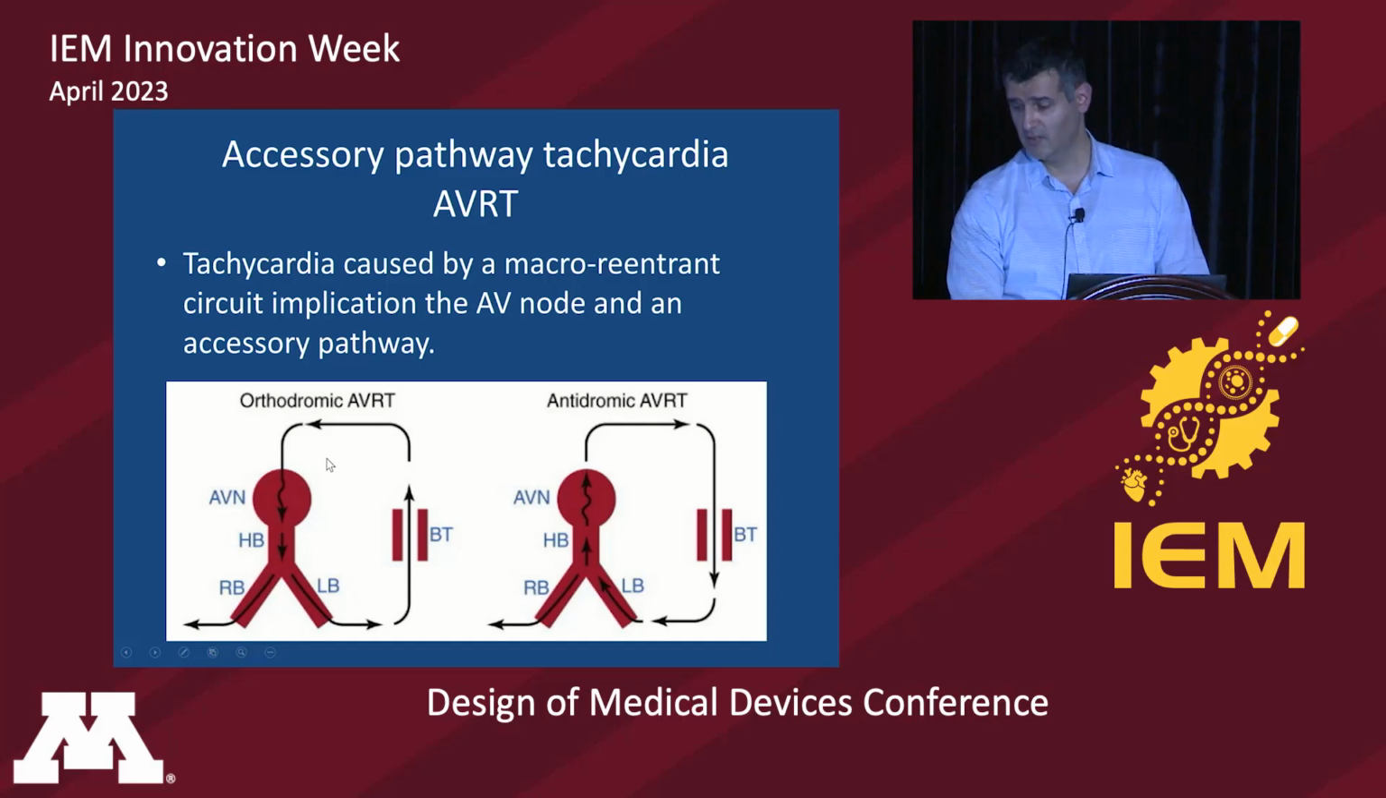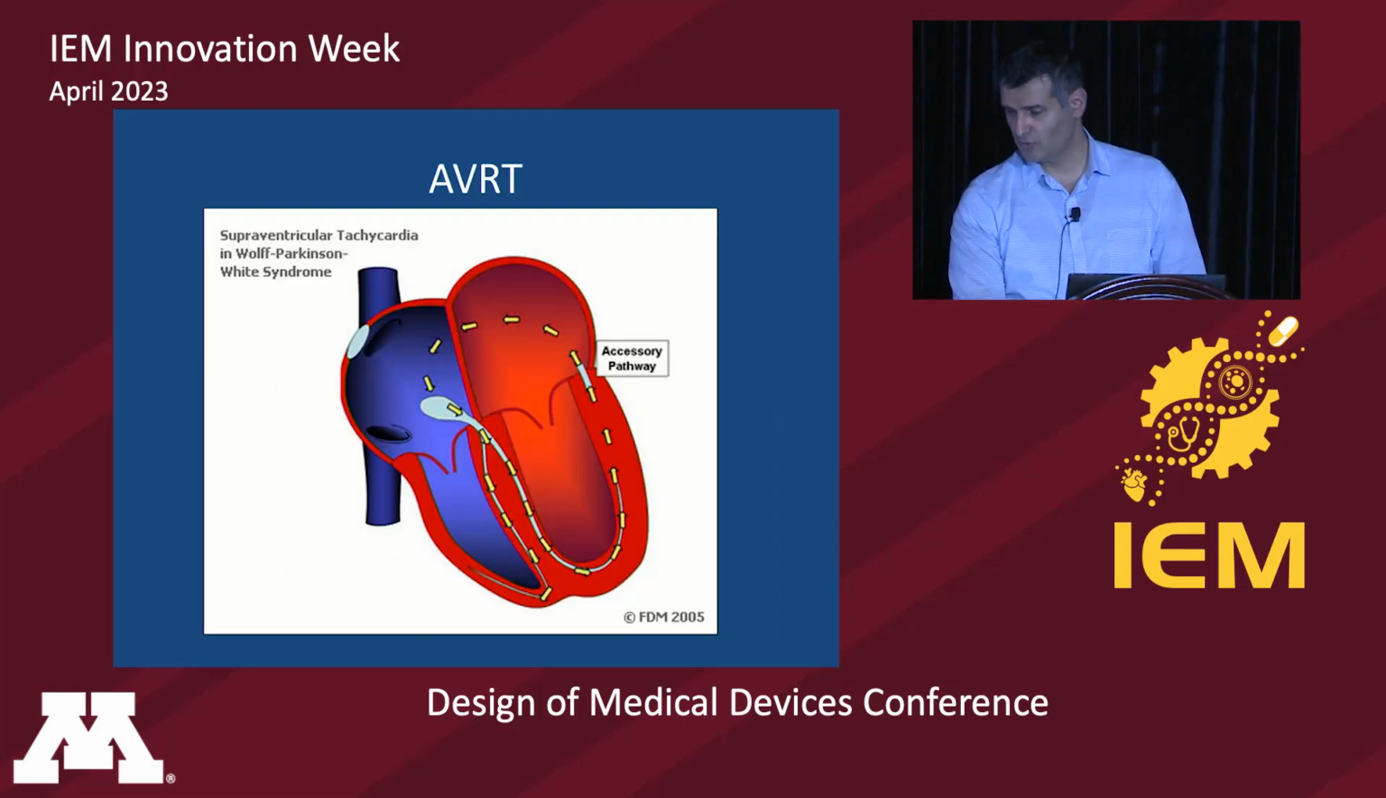That circuit can be the opposite way, can go up the AV node, come back down the pathway. When that happens, it looks ugly. It doesn't look narrow. It looks like a VT. This is the circuit. This is the most common circuit: down the AV node, up the pathway, and down the AV node.